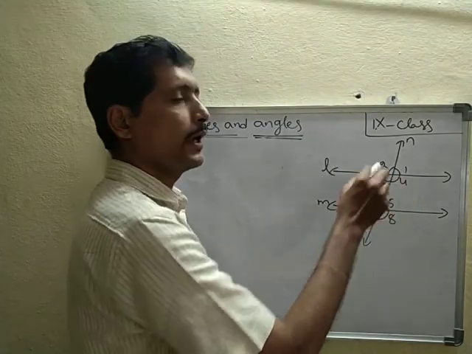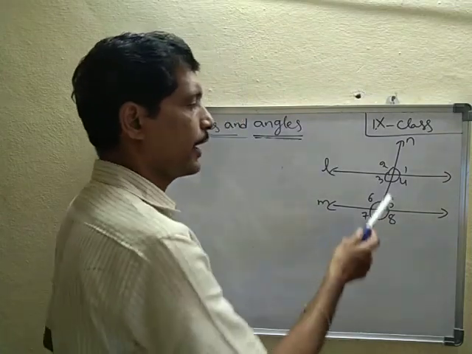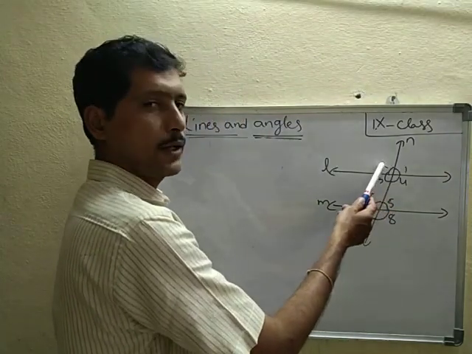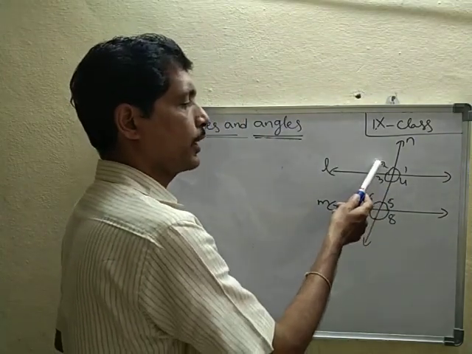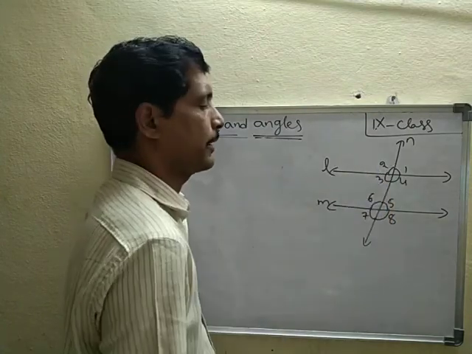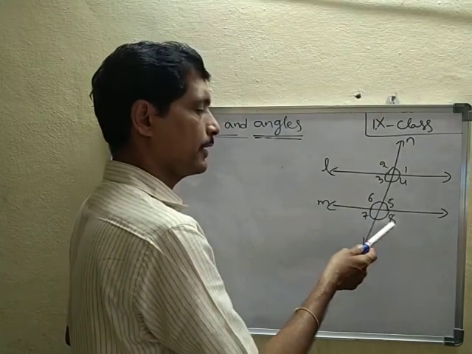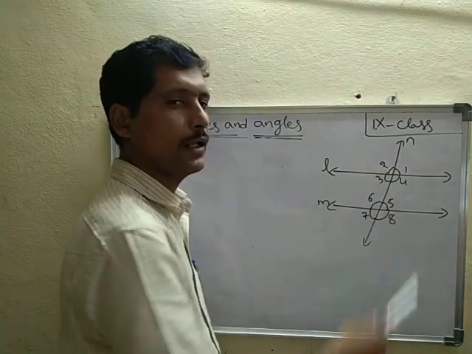Total 8 angles are formed. Here 4 angles, here 4 angles. Here, among these 4 angles, angle 1 and angle 2 are a linear pair. 2 and 3 also a linear pair. 3 and 4 also a linear pair. 4 and 1 a linear pair. Angle 5 and 6 is one linear pair. 6 and 7 is one linear pair. 7 and 8 is one linear pair. 5 and 8 is a linear pair.